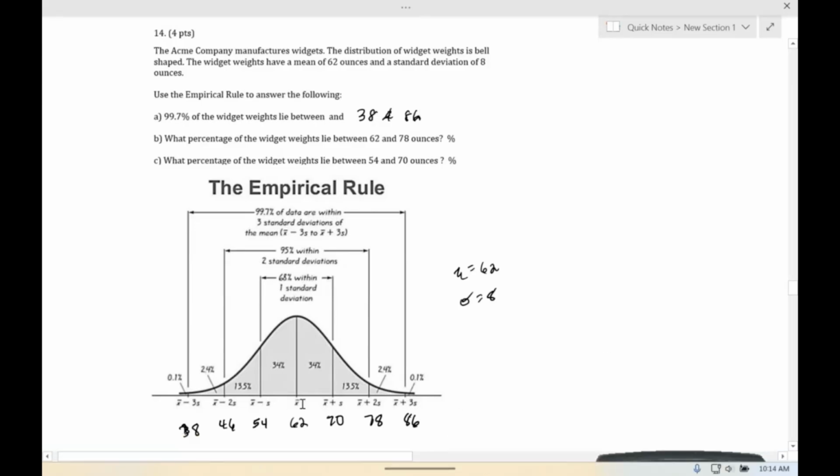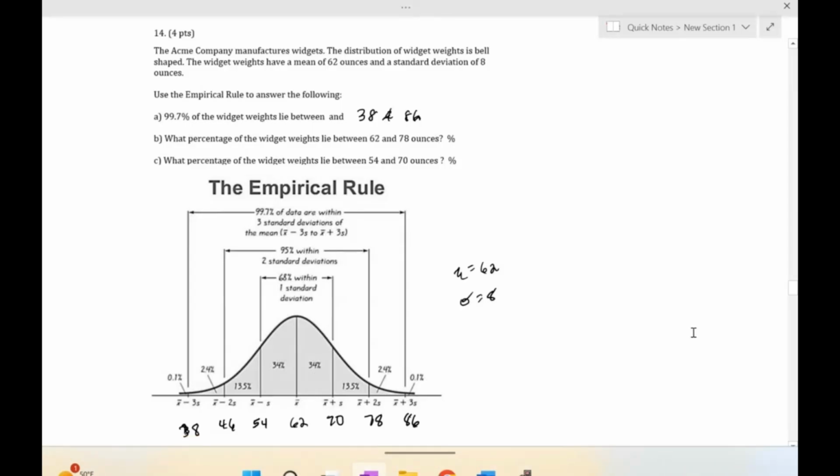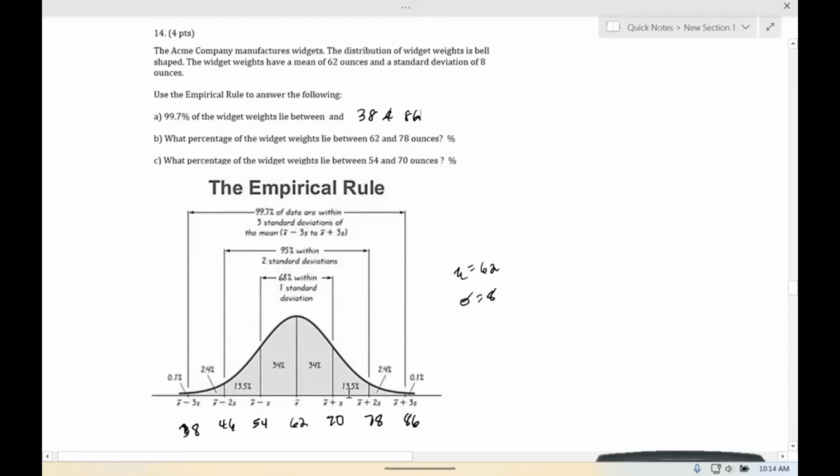The next question asks what percentage of widget weights lie between 62 and 78. So here we have 62 and here we have 78. So I'm simply going to add the 34% plus the 13.5%. So notice we're given the actual probabilities or areas. If I add 34 plus 13.5, that gives us 47.5%. So 47.5% of the data lie between 62 and 78.